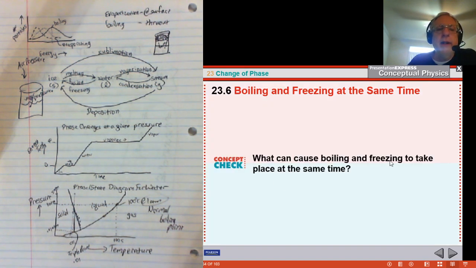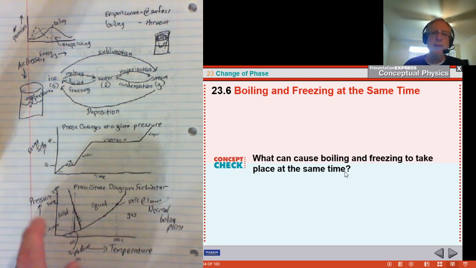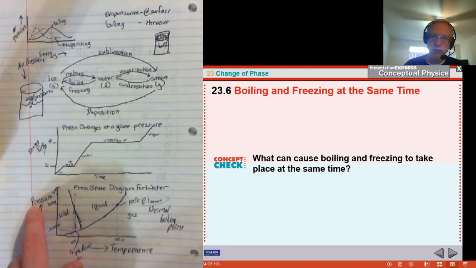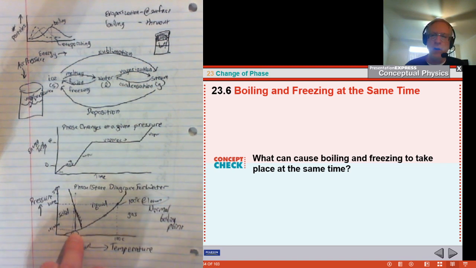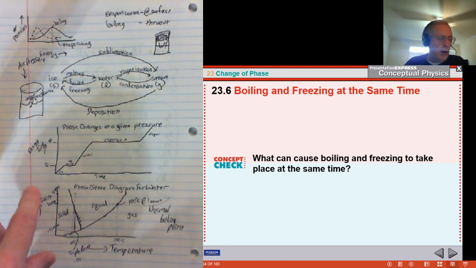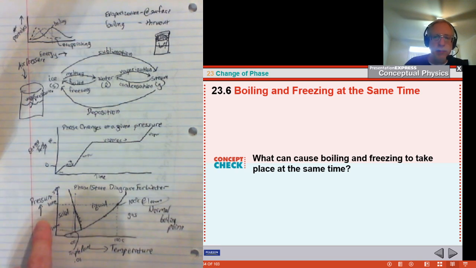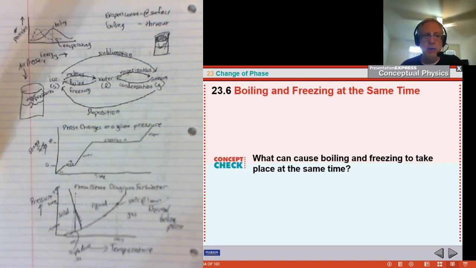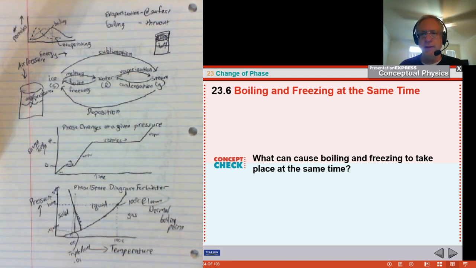So what can cause boiling and freezing to take place at the same time? If you have the right conditions of temperature and pressure. If the temperature and pressure are right, and it's almost always low pressure. So if you lower the pressure enough, you can get boiling and freezing to take place at the same time. Lower pressure being the key there.